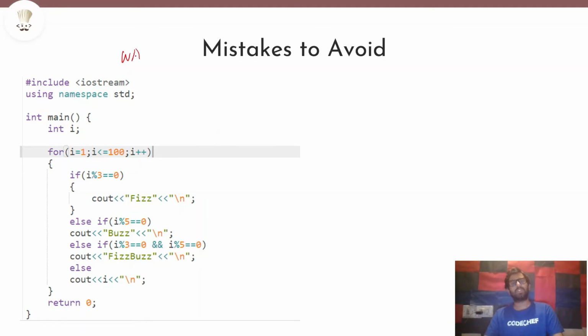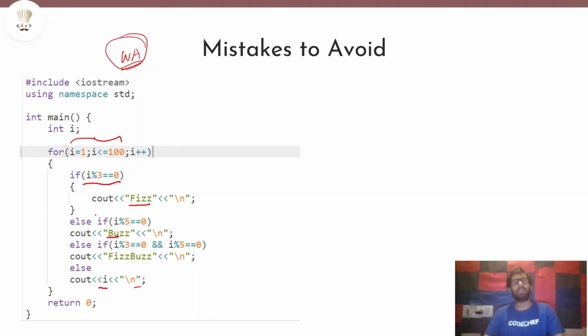I suggest you pause the video and figure out in what case this code will give a wrong answer. So they're running a loop from i is 1 to 100, which is exactly what we just discussed. They're checking if the number mod 3 equal to 0, meaning the number is divisible by 3, then they're printing FIZZ. If the number mod 5 equal to 0, they're printing BUZZ. If the number is divisible by both 3 and 5, they're printing FIZZ BUZZ. Otherwise, they're printing just the number and a new line.